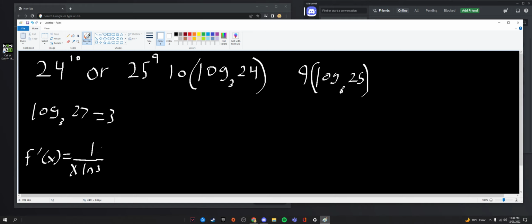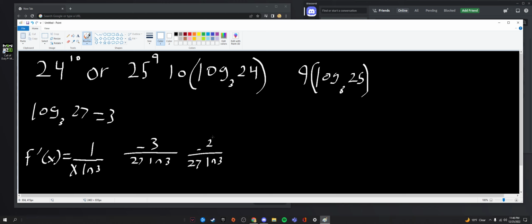So now we can plug in 27 here and multiply by the difference between 24 and 27, and 25 and 27. So we're going to have two things. 24 minus 27 is negative 3, so we would have negative 3 over 27 ln 3, and we're going to have negative 2 over 27 ln 3.